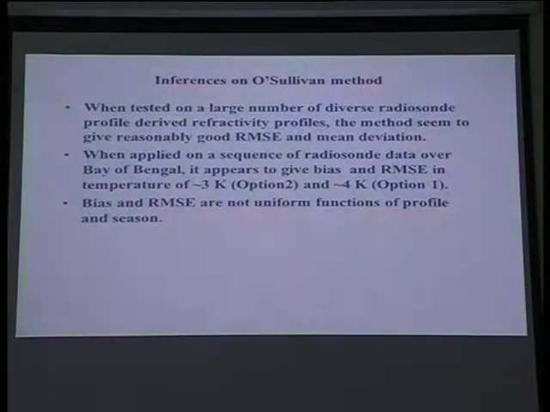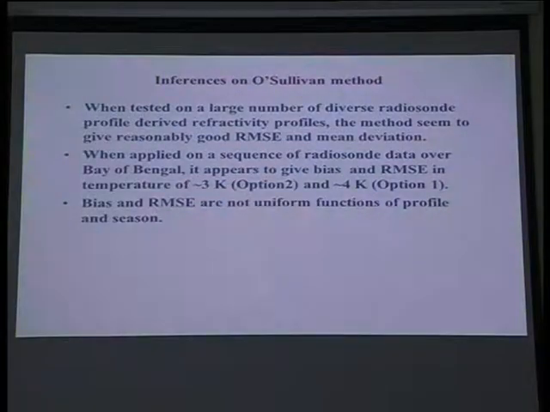I have studied this method in detail on a large number of diverse radiosonde profile derived refractivity profiles. The method seems to give reasonably good RMSE and mean deviation as far as water vapor parameters are concerned, that is specific humidity and relative humidity. When applied on a sequence of radiosonde data over the Bay of Bengal, it appears to give a bias. In humid conditions, there appears to be a warm bias.